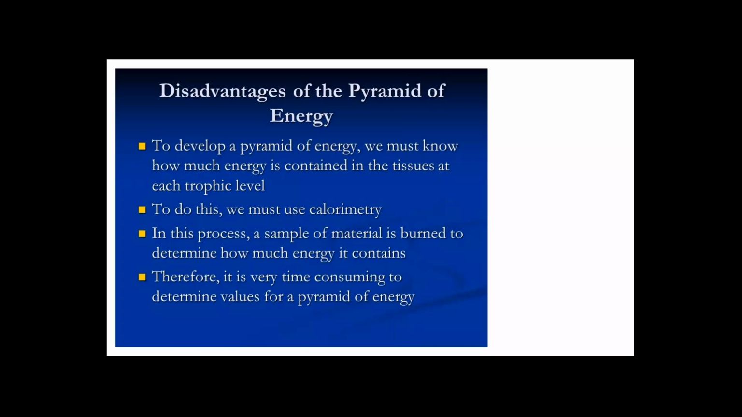Pyramids of energy have several disadvantages. To develop a pyramid of energy, we must know how much energy is contained in the tissue at each trophic level. And to do this, you must use calorimetry. In other words, you need to burn the dry tissue and find out how much energy it contains. So in this process, a sample of material is burned to determine how much energy it contains. Therefore, it is very time-consuming to determine values for a pyramid of energy.